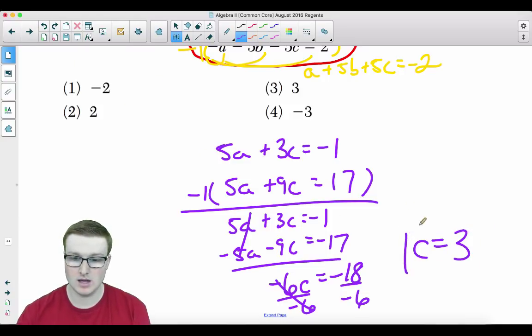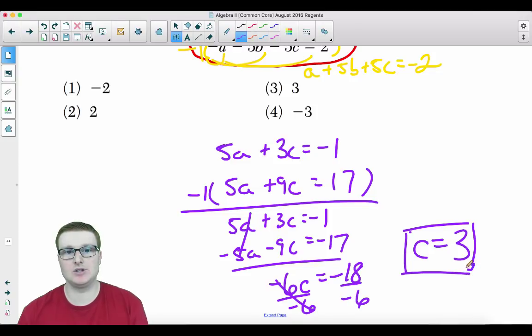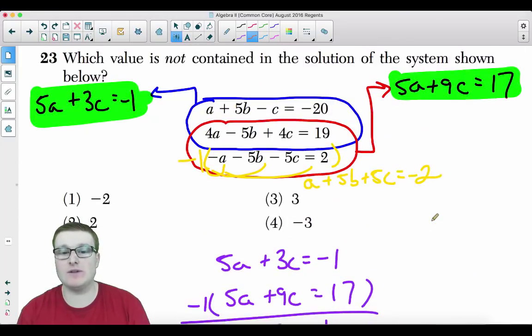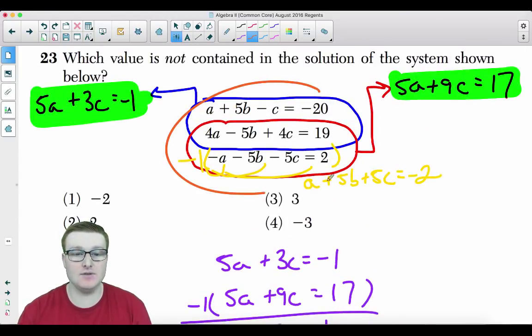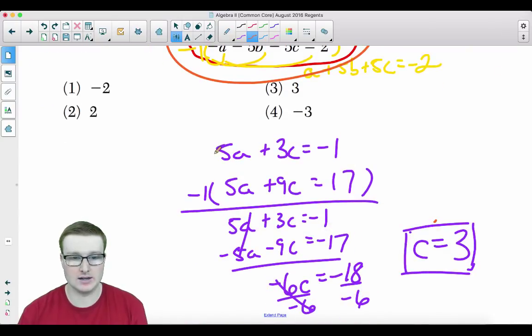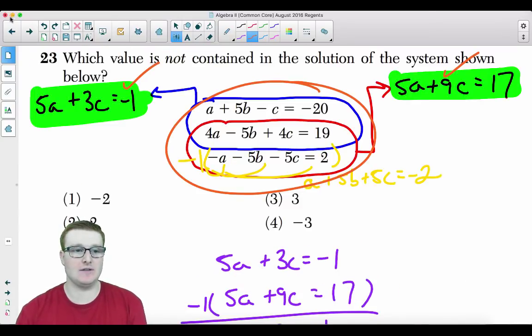Okay? So now what we're going to do is we got one of the numbers. Now what we're going to do is we are going to back substitute. Meaning, we take the value of c and we're going to plug it into one of our equations that we found. So you could either plug into any of these, this one, or yeah, that's it. So here's the thing, folks.